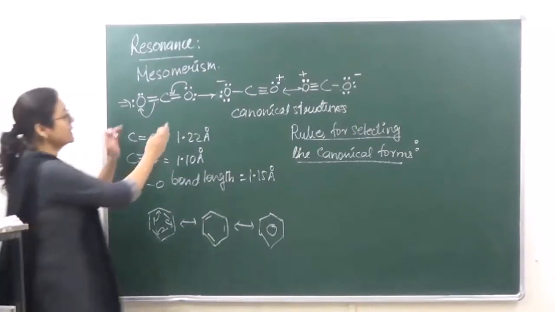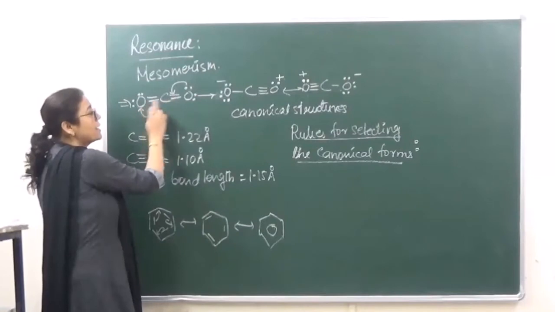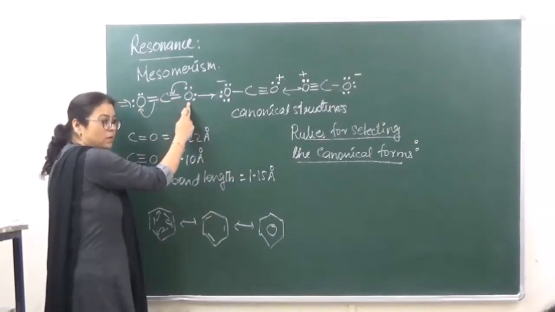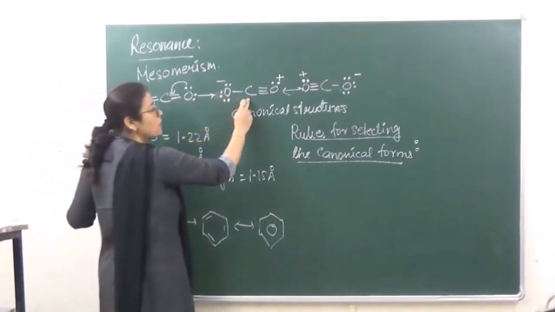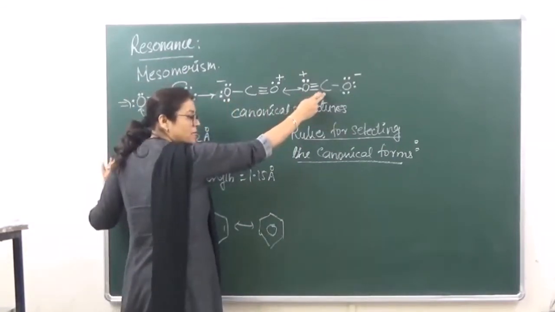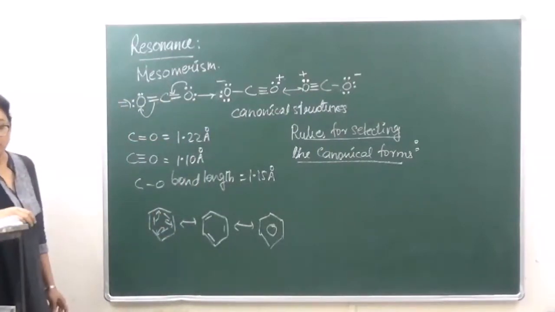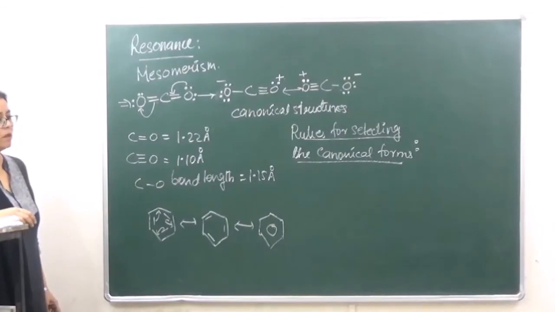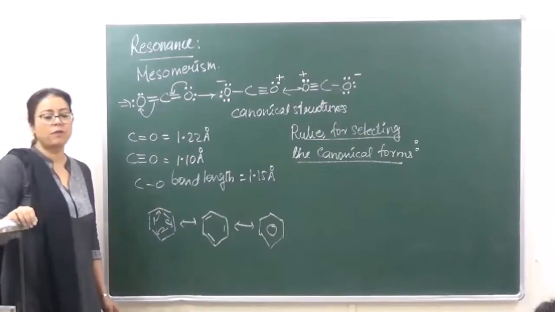So when we are looking at the skeleton structure over here, the position of the atoms should be the same. You can see over here that carbon is in the center, here also carbon is in the center, here also carbon is in the center. So the skeleton structure of the molecule does not change. Right? They should differ only in the position of electrons.